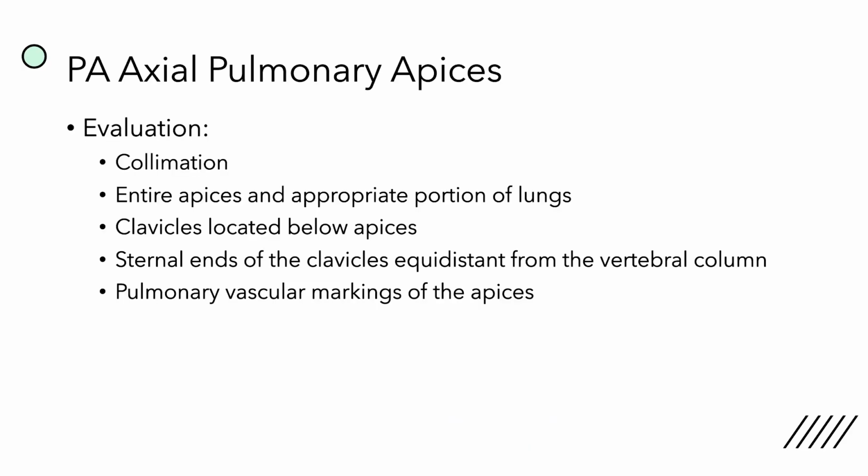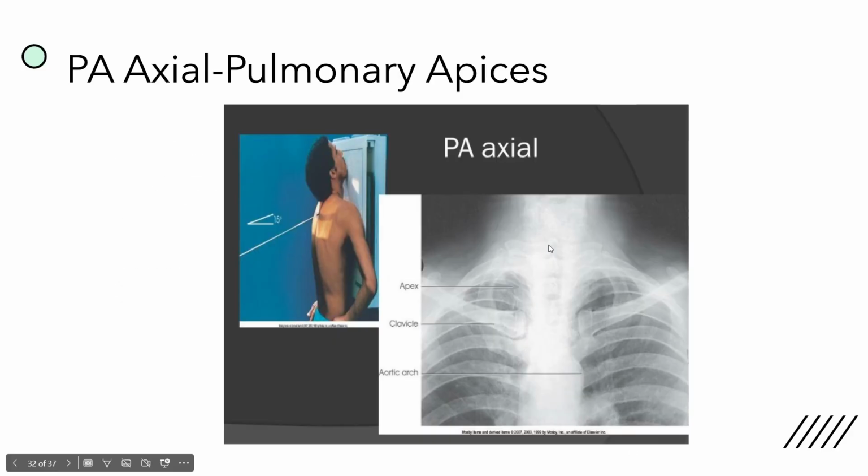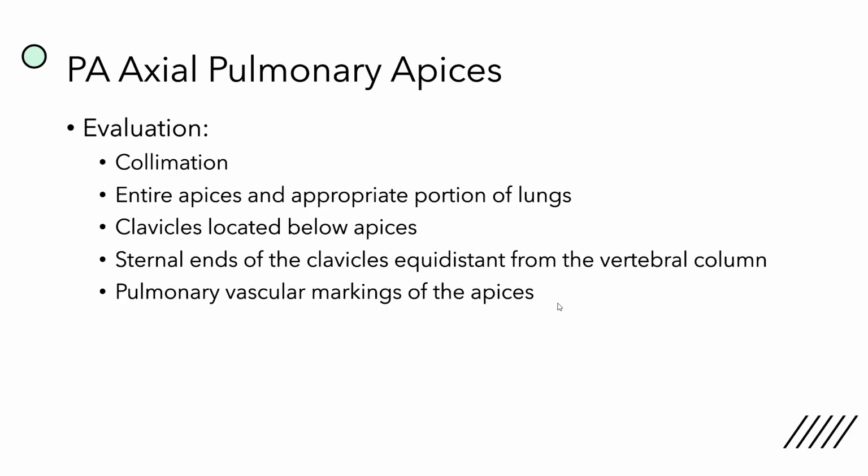We'll also want to make sure that instead of the clavicles being above the apices of the lungs, they're now located below the apices because of that tube tilt. So they're going to still be out of the way of the apices of the lungs, but they're going to be below in this case. Again, no rotation, and we should see nice vascular markings.